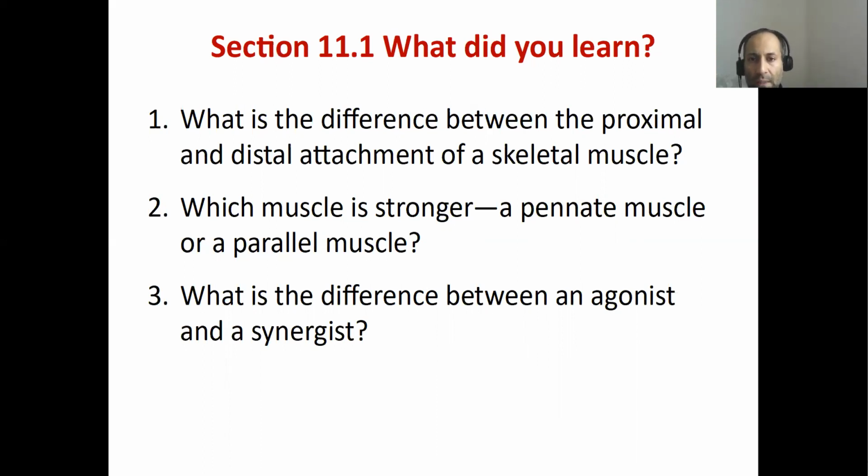Which muscle is stronger, a pennate muscle or a parallel muscle? A pennate muscle, because it's broken down into these leaves, and that gives extra strength or extra power to the muscle. What is the difference between an agonist and a synergist? An agonist is the primary mover, such as the biceps brachii is the primary mover of forearm flexion. And a synergist is a smaller muscle that helps the agonist do its job.